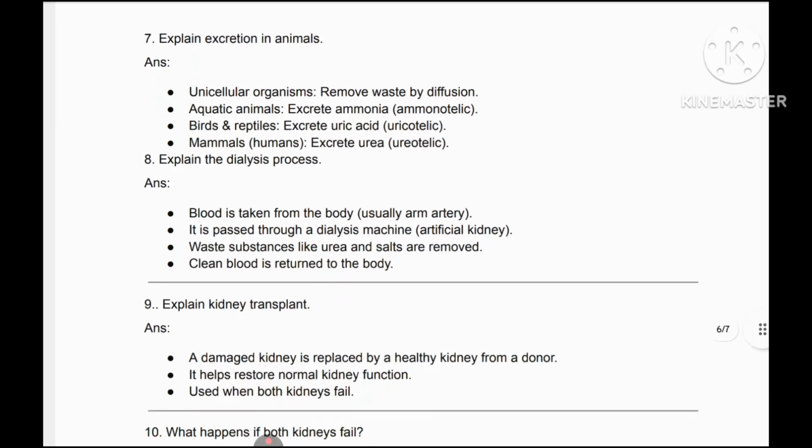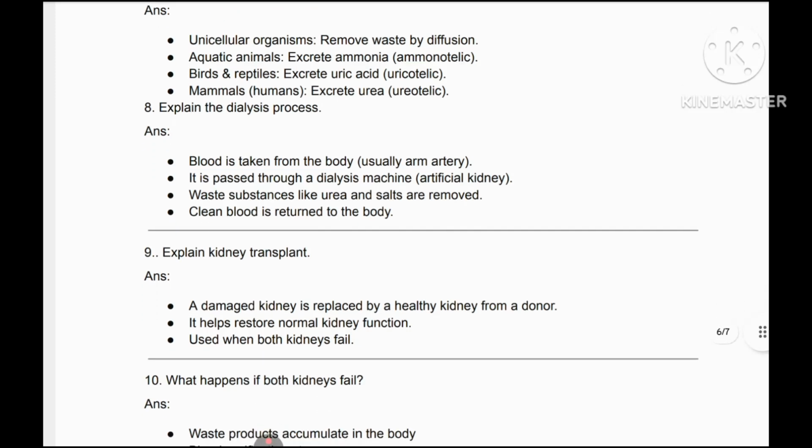Explain excretion in animals. Unicellular organisms remove waste by diffusion. Aquatic animals excrete ammonia. Birds and reptiles excrete uric acid. Mammals excrete urea.